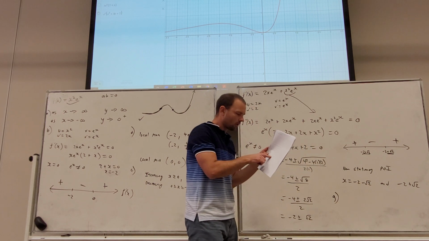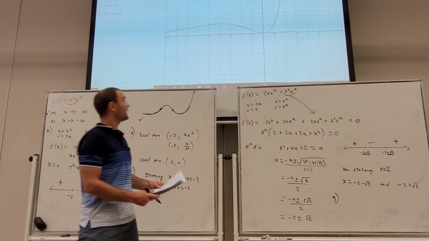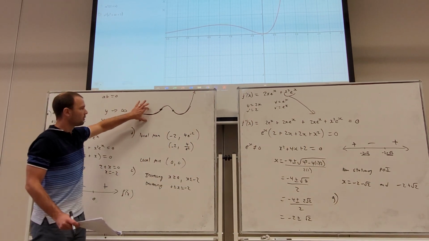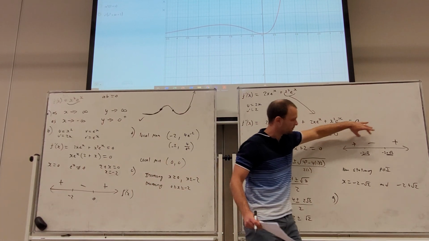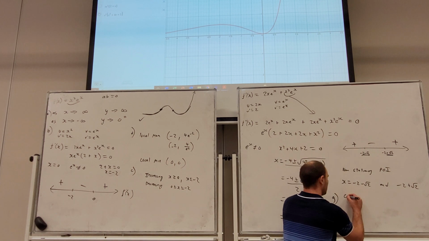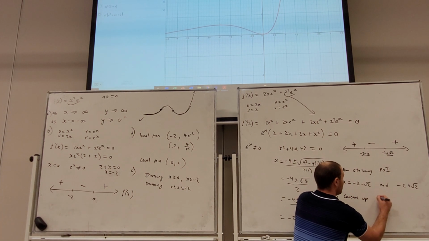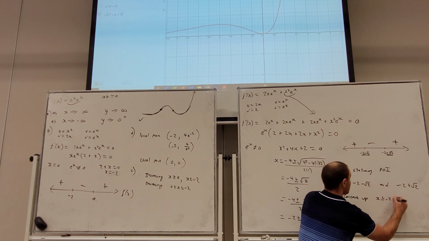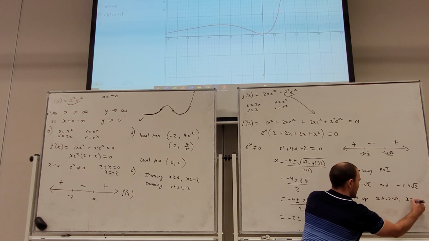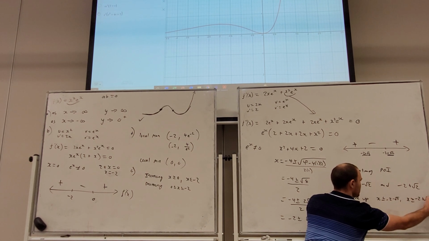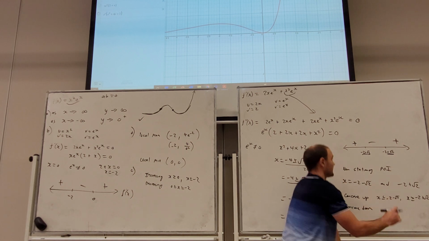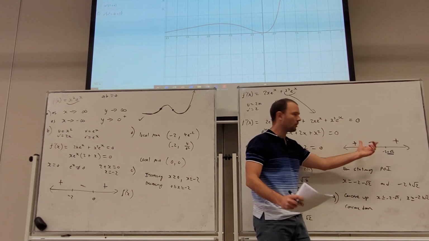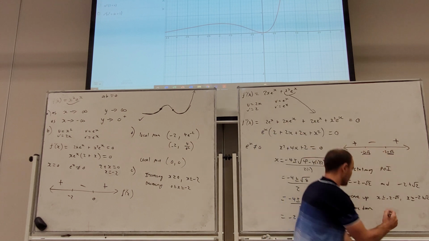Lastly, when is it concave up and concave down? Again, we can see from the original function, we've made those statements there. It's concave up when the second derivative is positive. So let's say that, concave up: x is less than minus 2 take root 2, and x is greater than minus 2 plus root 2. And then concave down when the second derivative is negative. So concave down between those 2 points.